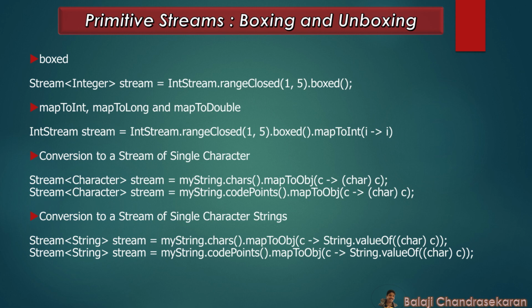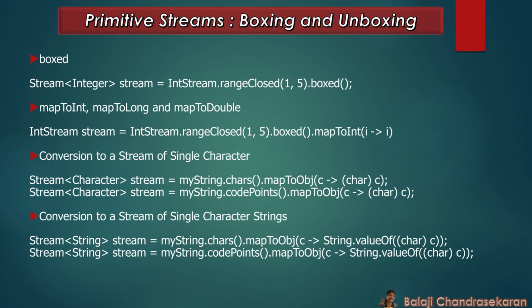The boxed method will be required when we need to apply stream operations like map, filter, or collect that expect a stream of objects rather than primitives, and when we want to combine primitive streams into other streams that operate on objects. In summary, the boxed method is a convenient method for converting primitive streams into a stream of boxed elements, enabling easier integration with stream operations that work with objects rather than primitives.